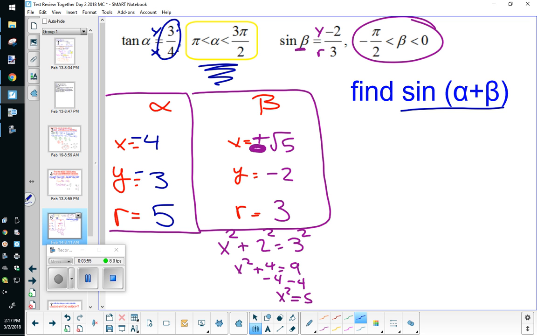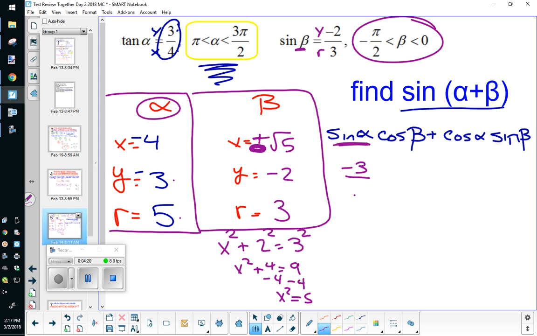Sine of alpha plus beta. I'm using that formula right there. It says sine alpha cosine beta plus cosine alpha sine beta. To do that, remember, to find sine alpha, it means look at the alpha triangle and do sine. Sine means y over r. So this is -3/5. Go ahead and continue to fill in there and see if you can solve it without me.